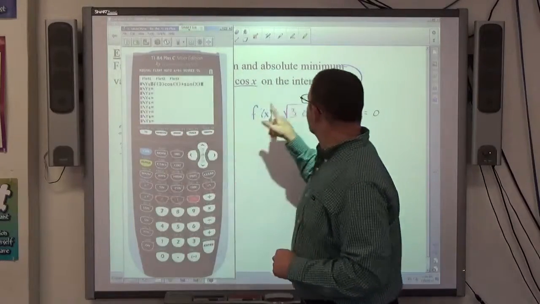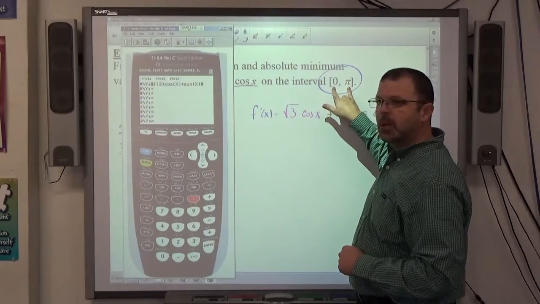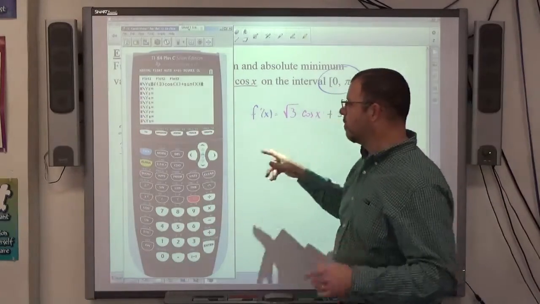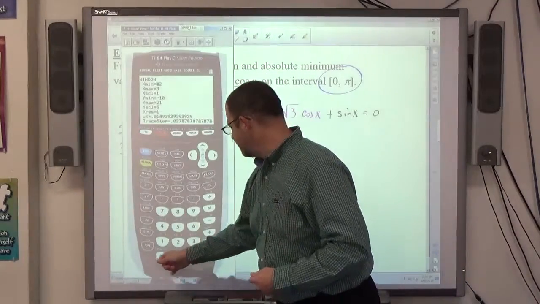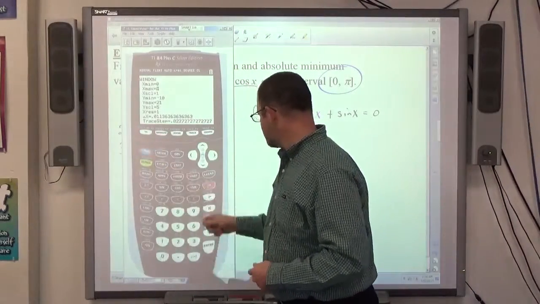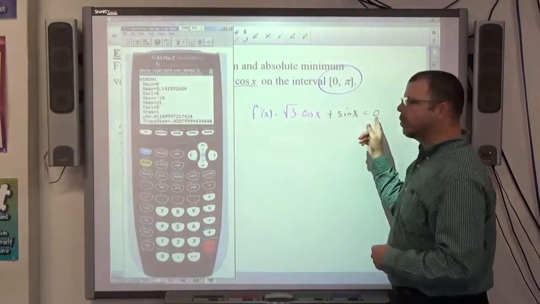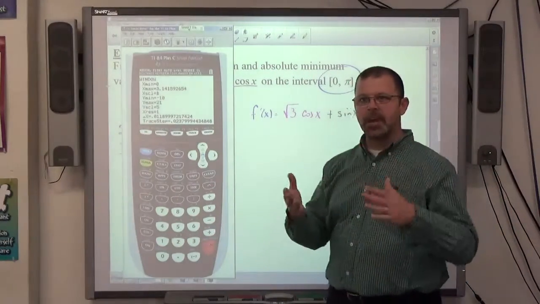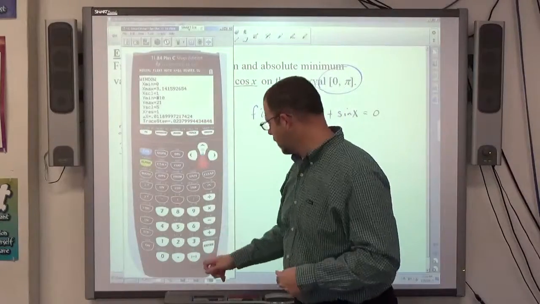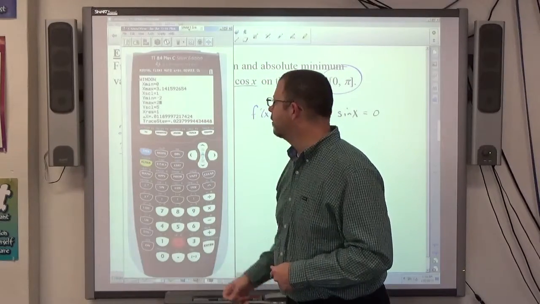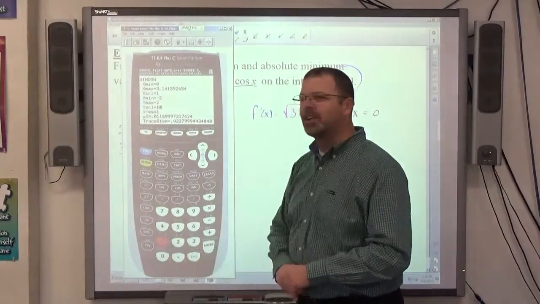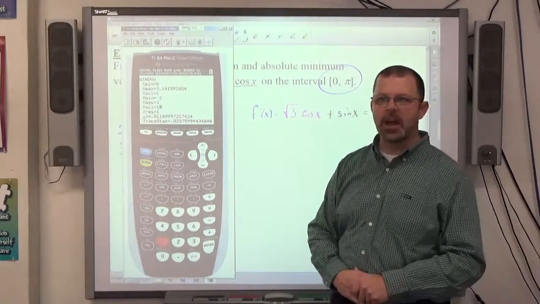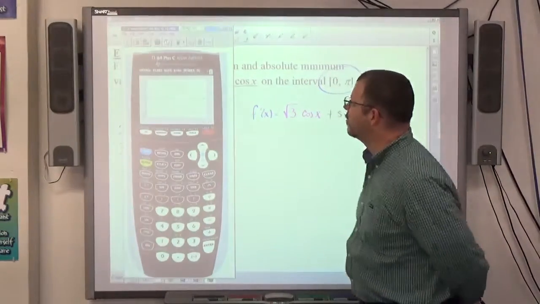As far as the window is concerned, the x numbers I care about are between 0 and pi, so I'm going to set my window for x from 0 to pi. And all I care about is where it equals 0, so I want my y min and max to be near 0, but I'm going to go negative 2 to 2, probably big enough. I don't have to see the whole graph, I just have to see where it crosses the x-axis. Hit graph, see what happens.